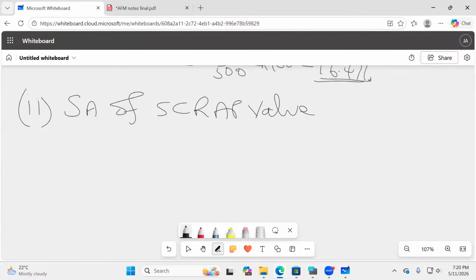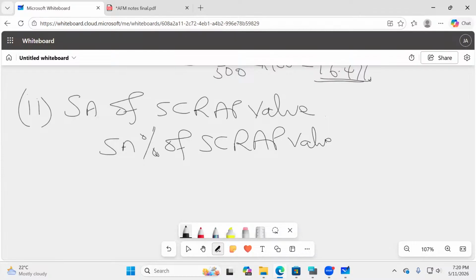Just write something. We shall write something. To get the sensitivity analysis percentage of scrap value, we normally take NPV over the present value of the scrap. Whatever answer we get, we shall multiply by 100.